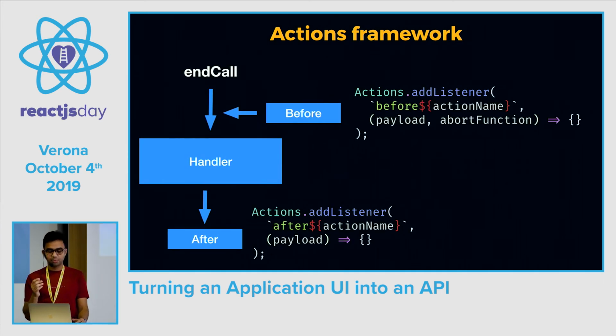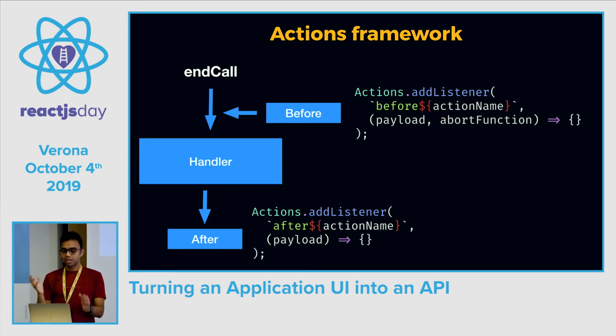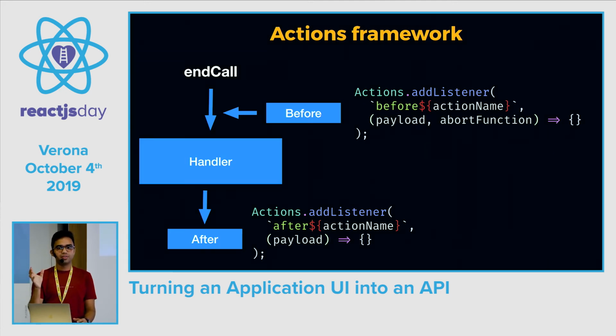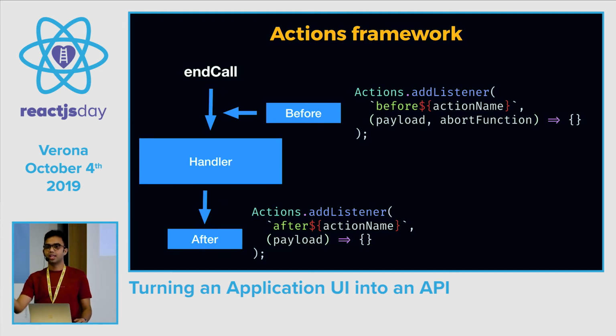So what we did was we provided a listener, action.listener, and for any action you want, you just have to prefix it with before. The listener would get two parameters: the payload, which is the actual payload the handler would get, and an abort function. The abort function is used if you don't want the handler to be executed. Here you can do all your checks, and only trigger abort if you don't want the next one to be executed, or you can continue.